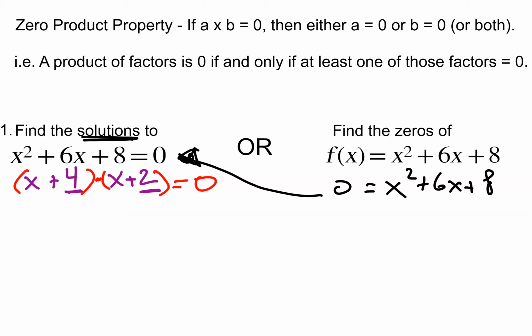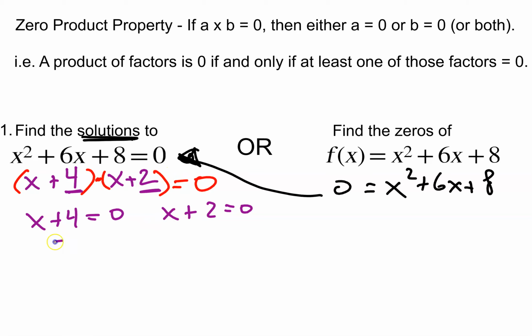You can test this by trying to multiply it out. x times x would be x squared, 4 times x would be 4x, 2 times x would be 2 more, 4 plus 2 is 6x, and 4 times 2 is 8. So we should be somewhat familiar with that. But the big point is, now that this says one thing times another equals 0, we can set each of those equal to 0 because we know either x plus 4 equals 0 or x plus 2 equals 0. That's the only possible way this equation could equal 0.